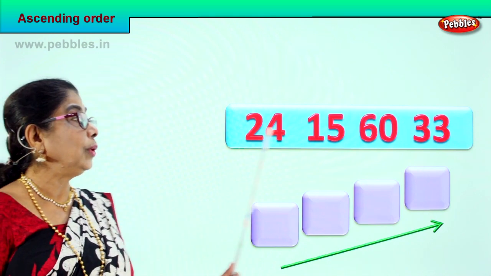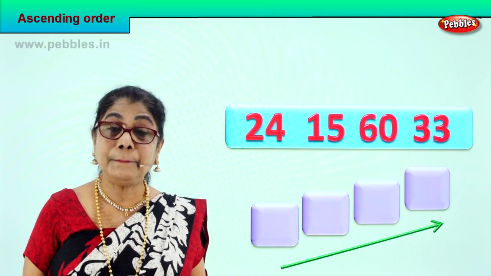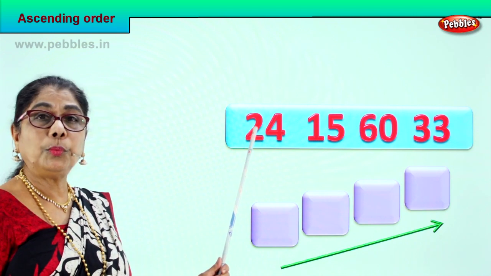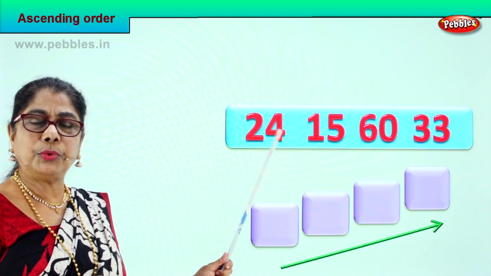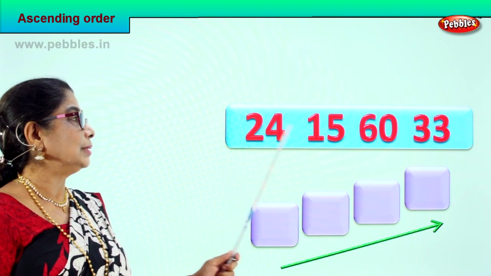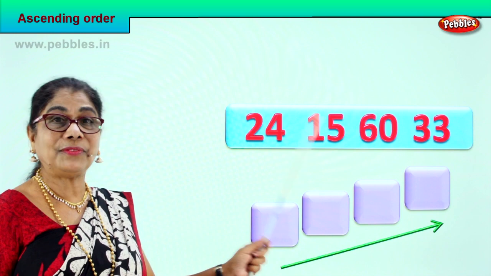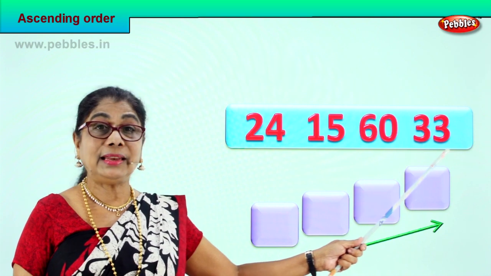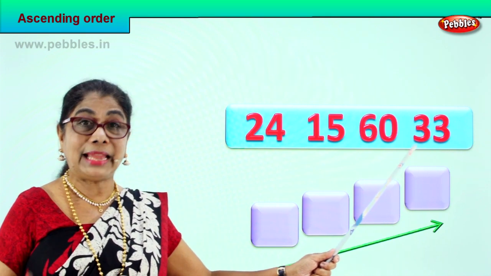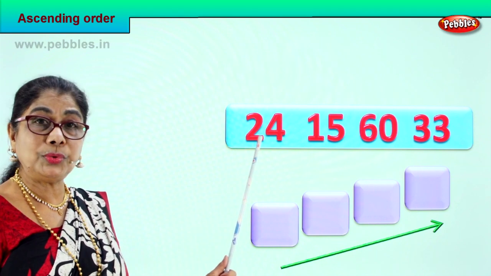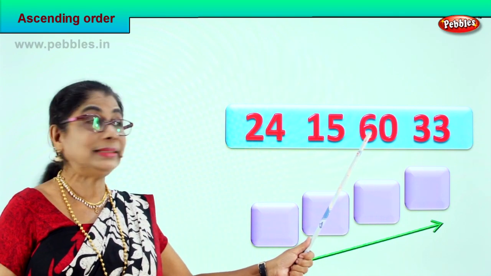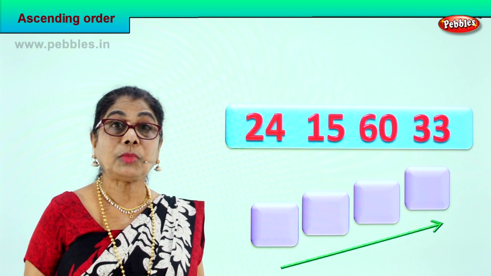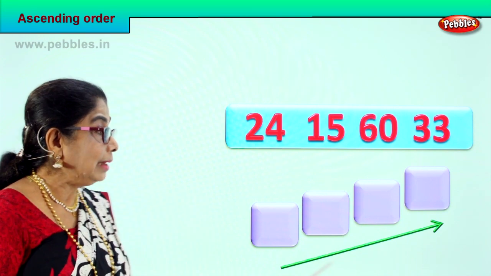Now, we are going to look here at the numbers, but we are going to look at the tens place. Look, we have 24, 2 and 4, 2 tens, 4 ones. 15, 1 ten, 5 ones. 60, 6 tens, 0 ones. 33, 3 tens, 3 ones. So we are looking at the tens place. If you look at the tens place, you have 2 in the tens place, 1 in the tens place, 6 in the tens place, and 3 in the tens place. What are we doing? Ascending order.